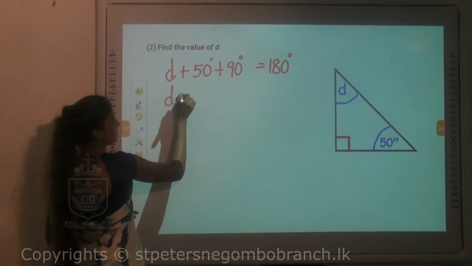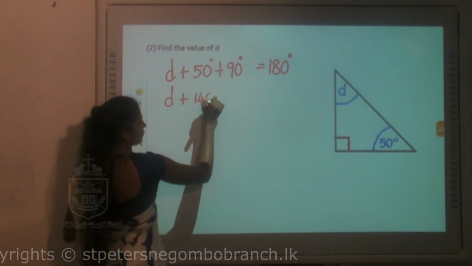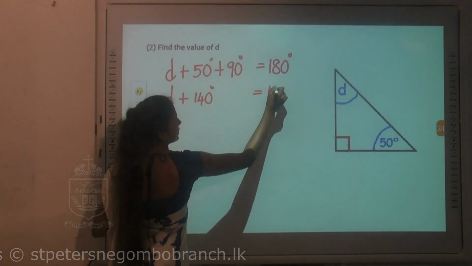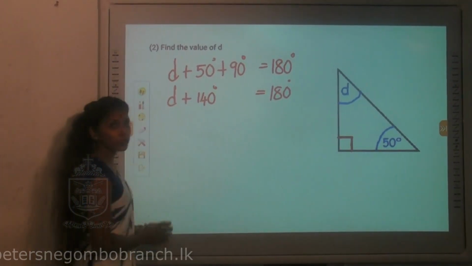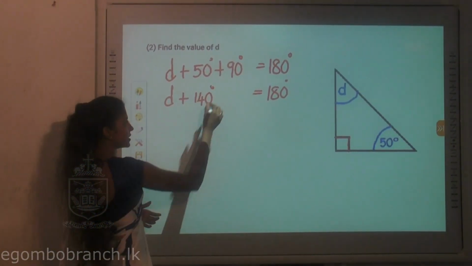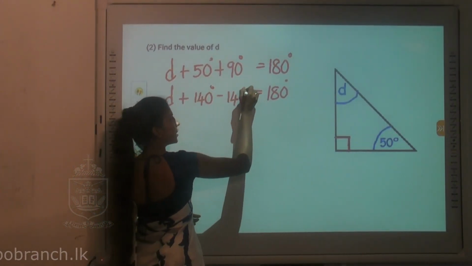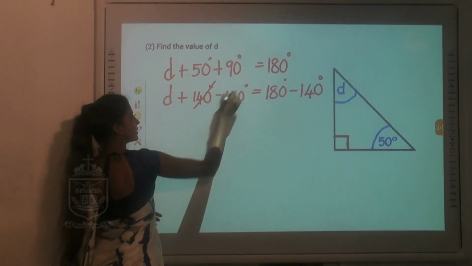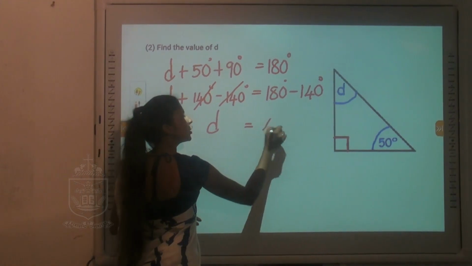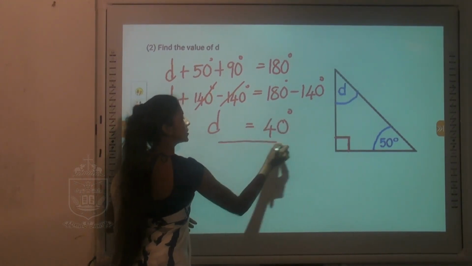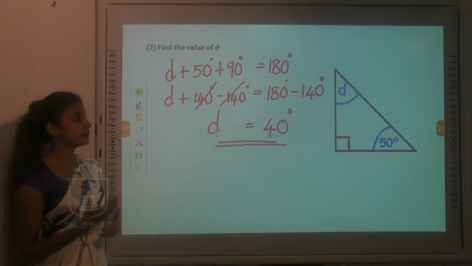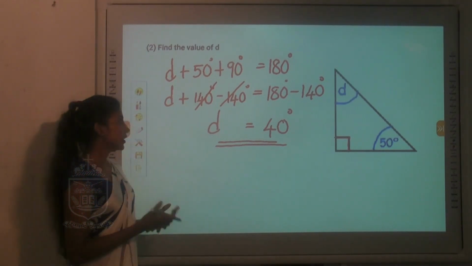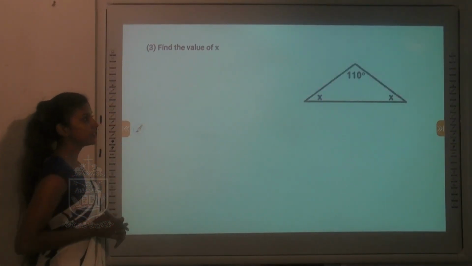So here once you add it is 140 degrees and here it is 180. Then you need to cancel 140 from this side, so let's subtract 140 degrees from this side. Here it will cancel off. D equals, what's the answer? 40 degrees. So that is a way to calculate and find the unknown angle D. Okay, let's move to another example that is somewhat different.